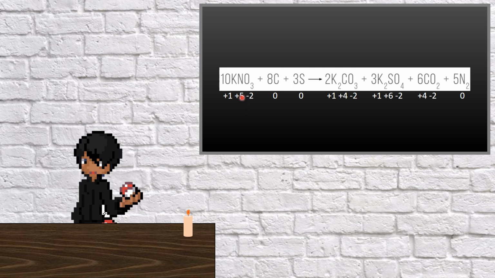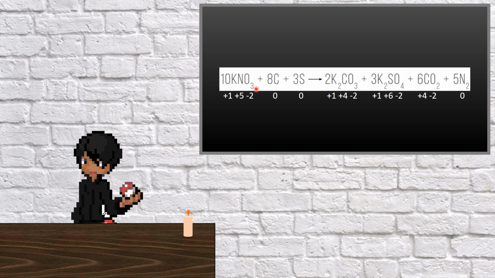We see on either side potassium's oxidation number does not change, and that's to be expected. We see that oxygen's number is not really changed at all. Carbon's number is changed. We see carbon being oxidized, +4, from 0. Sulfur to +6. It's being oxidized. Now, what's oxidizing it?